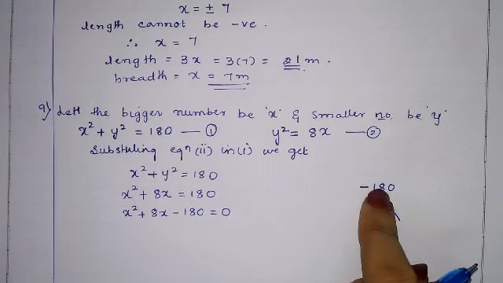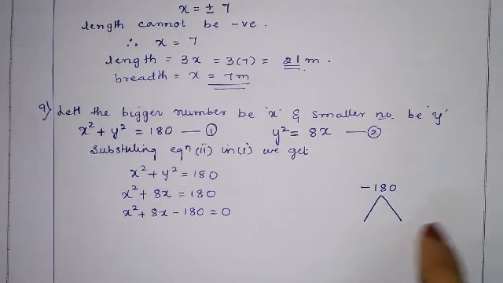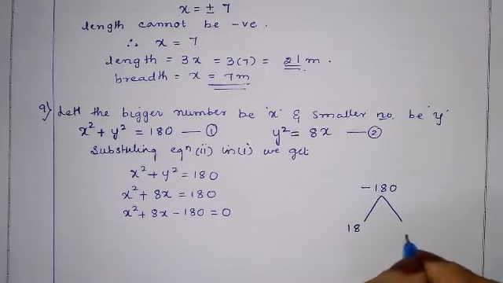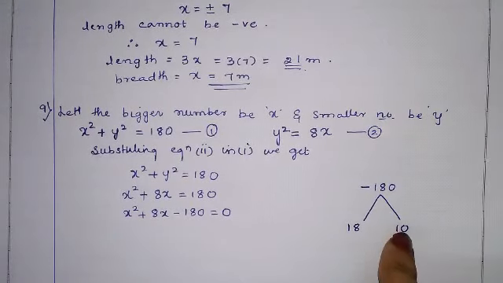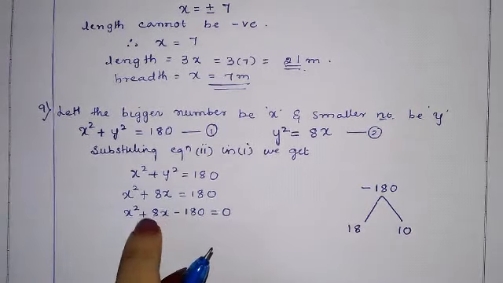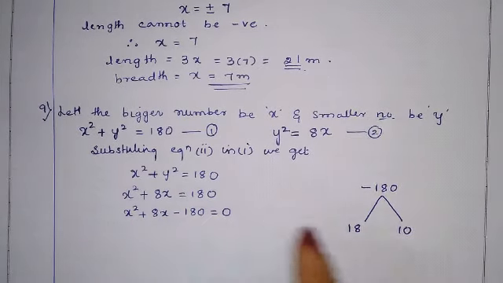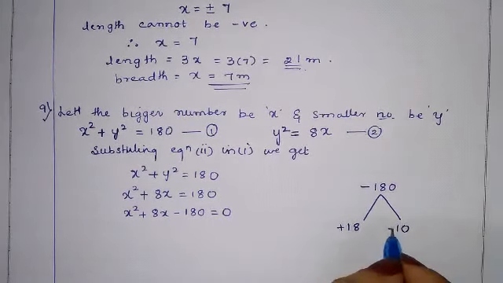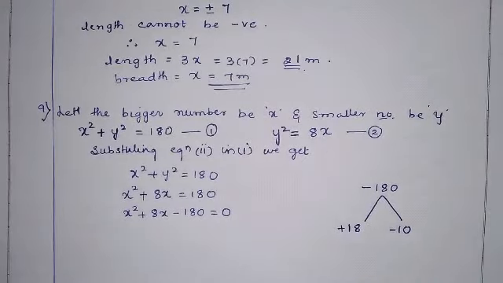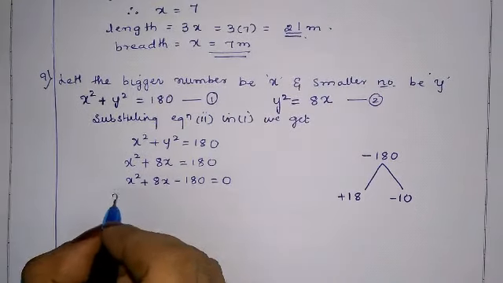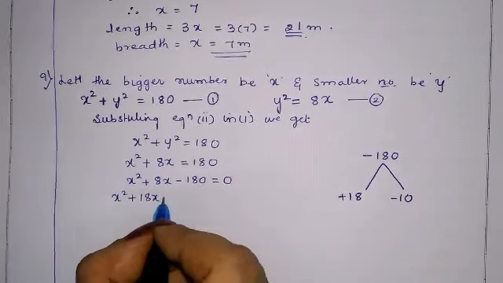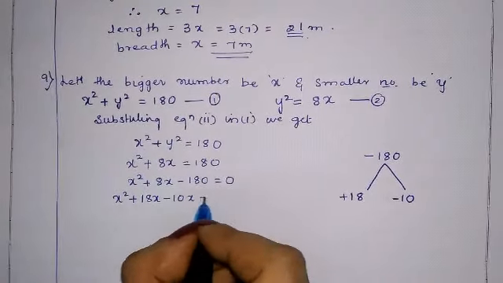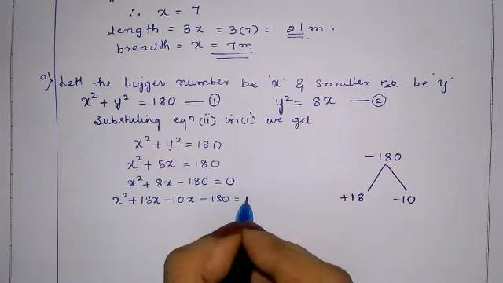So directly we know that 18 tens are 180, and 18 minus 10 is 8. But we want the plus sign, so plus 18 minus 10. So easily we can get it. Now x square plus 18x minus 10x minus 180 equals 0.